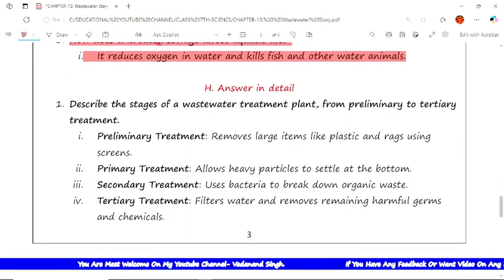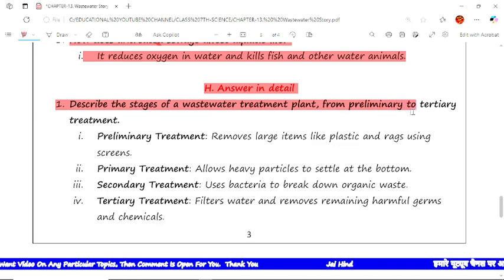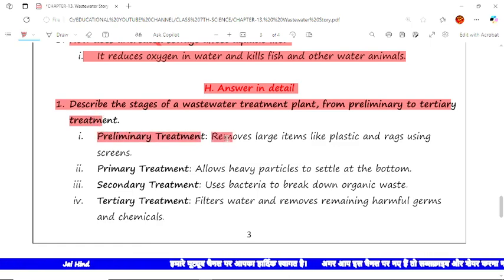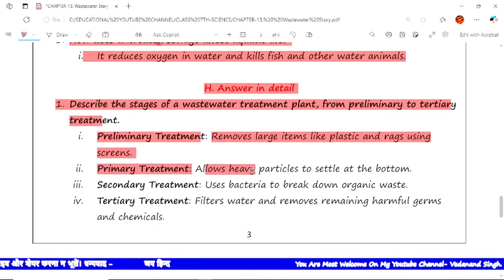Now the next type of question is answer in detail. So the questions are here, we have to give the answer in detail. The first question is describe the stages of a wastewater treatment plant from preliminary to tertiary treatment. See, the first is preliminary treatment. It removes the large items like plastic and rags using screens. Now the next is primary treatment. It allows heavy particles to settle at the bottom.